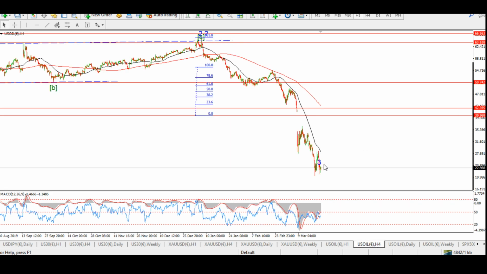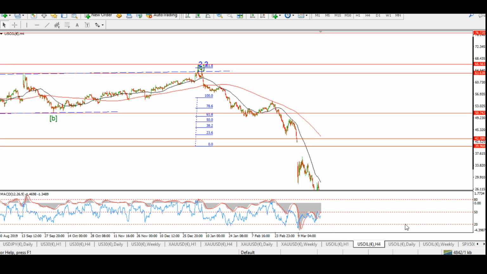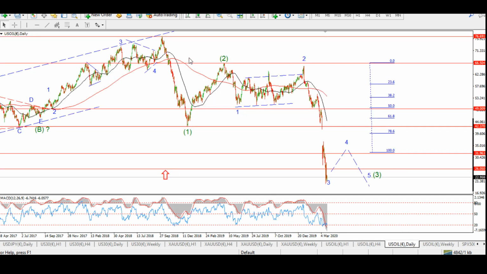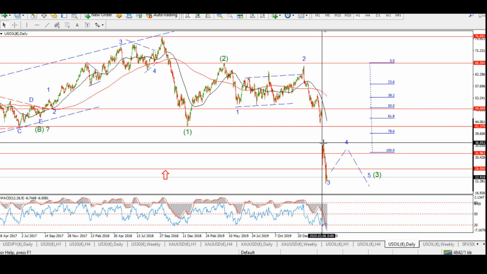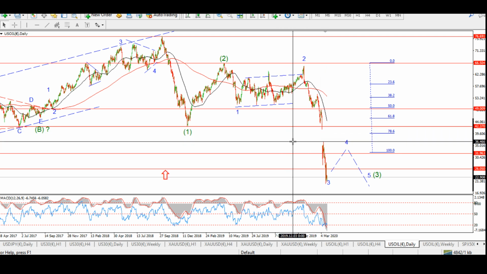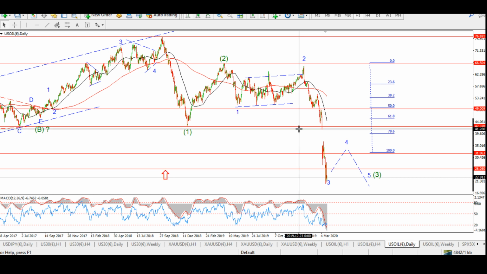Okay, crude oil. We were looking for an extension lower in a third wave. We've got that. Let's get to the daily chart there. This is a wave 1 down, wave 2, wave 1, wave 2, wave 3. So again, we should be expecting some sort of fourth wave rally, possibly back into this gap here, which again, the gap is between 36 and 41.